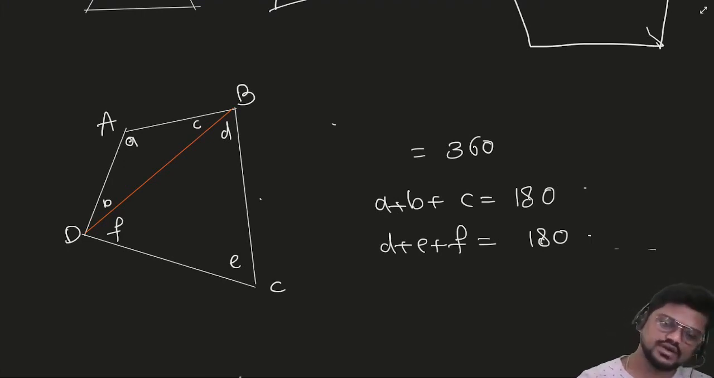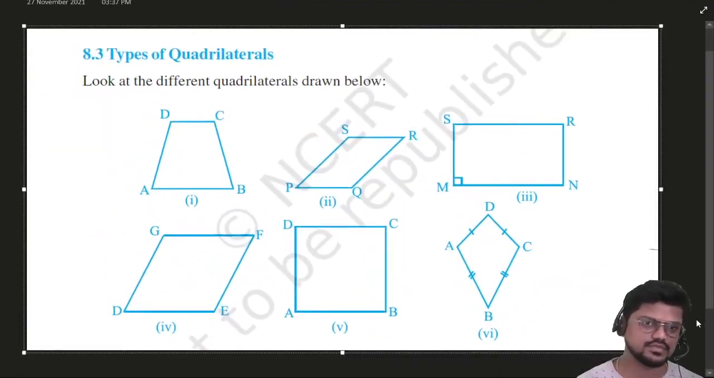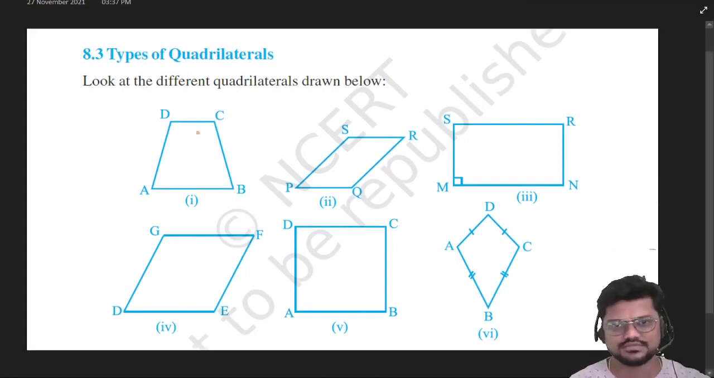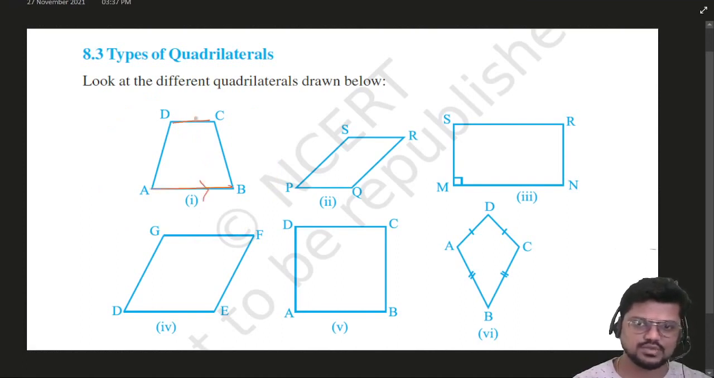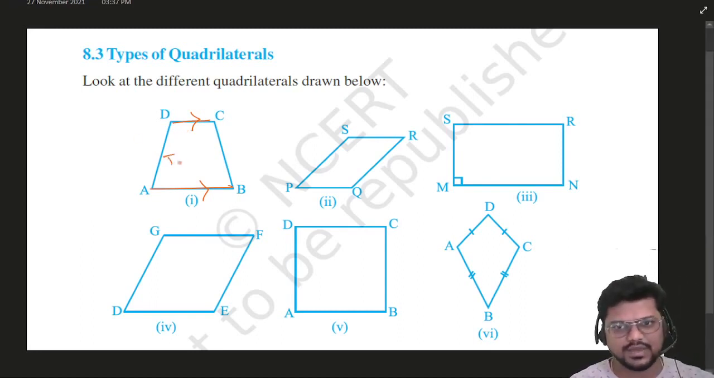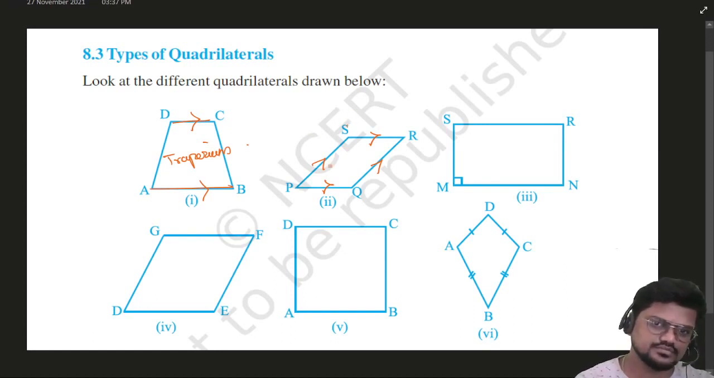Fine. Now there are different types of quadrilaterals. If it has two parallel sides and the other two sides are not parallel, then it is a trapezium. If side SR is parallel to this side and this side is parallel to this side, then it is a parallelogram.